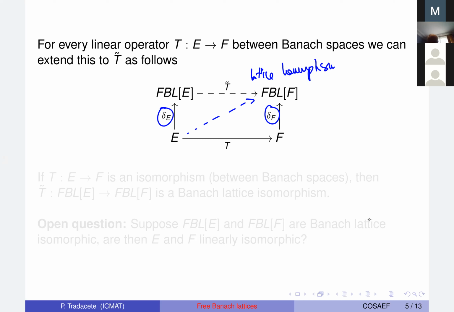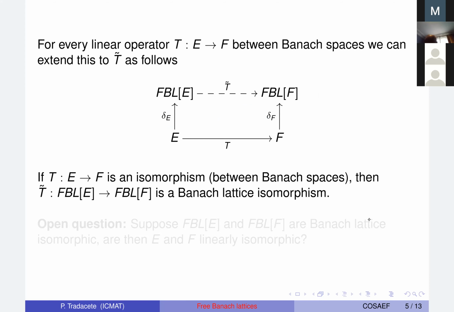It's a lattice homomorphism. So this allows me to extend, to transform, if you want, a bounded linear operator between Banach spaces into a lattice homomorphism between the corresponding free Banach lattices. And in particular, it is very easy to check that if you start with an isomorphism between Banach spaces, then the corresponding extension, or the corresponding lattice homomorphism, will actually be a Banach lattice isomorphism, right?